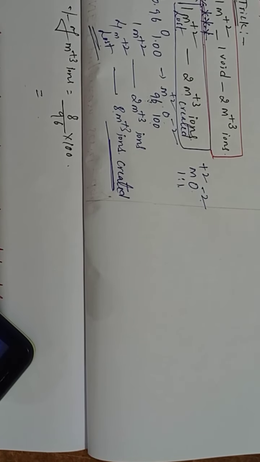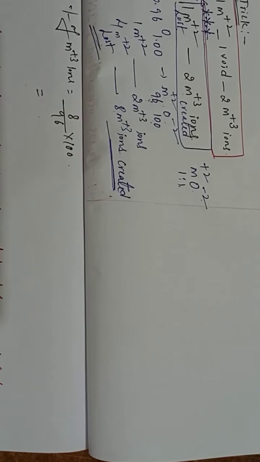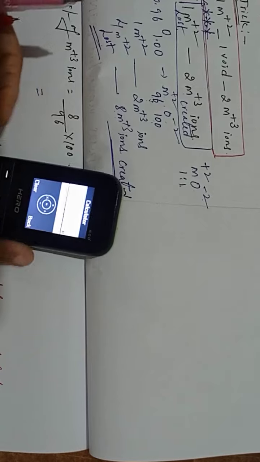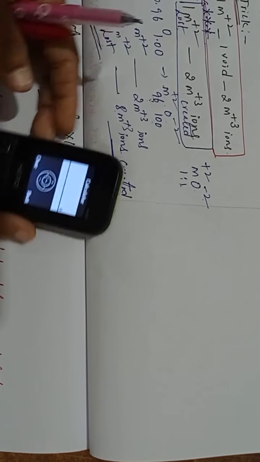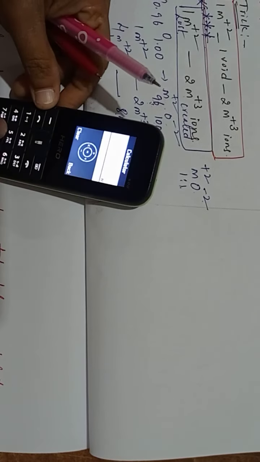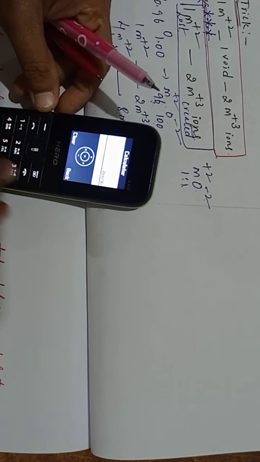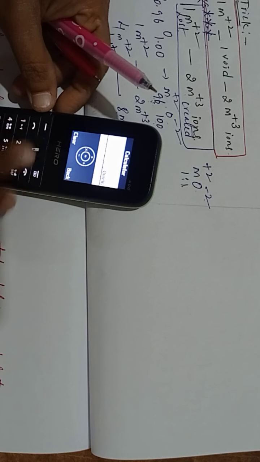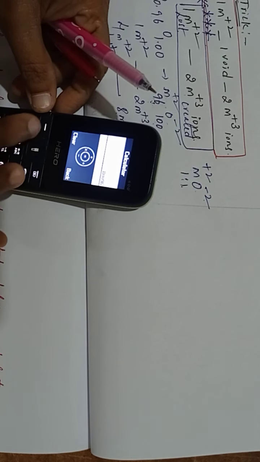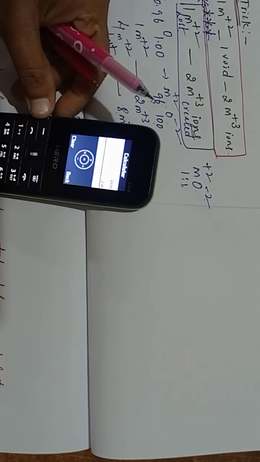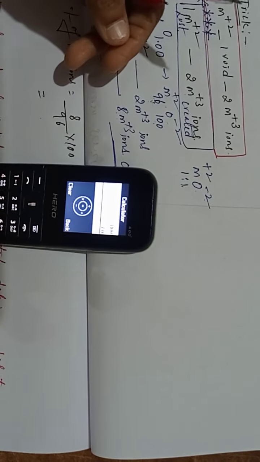8 by 96 into 100. See students, 8 by 96 into 100. How much? 800 by 96. So here 800 divided by 96. 800, how much, students? 800 divided by 96.